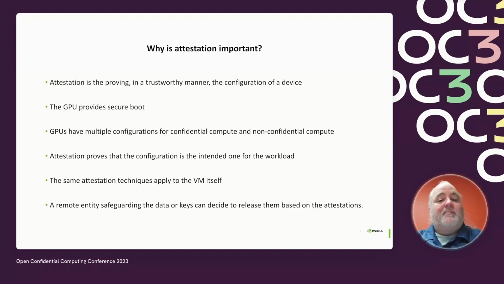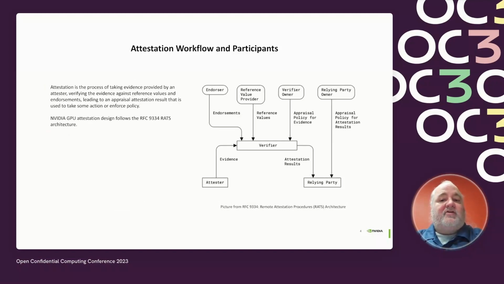And we talked about the remote entities there. As an example of a configuration here, a remote entity may be the safeguard of the keys that protect certain data, or the data itself, or both. And it can decide to release the keys and data to the VM based off of the attestation of it and its GPU acceleration.